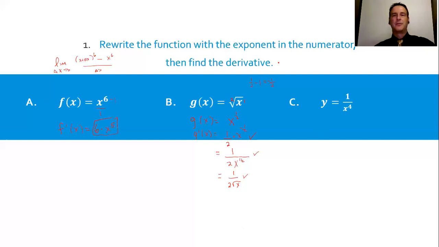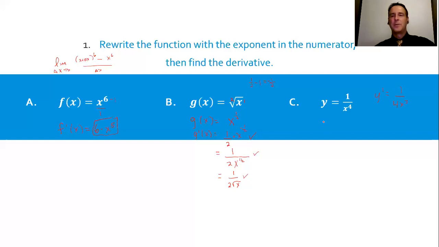All right, now, this last one has to follow the first rule that is discussed. It says rewrite the function with an exponent in the numerator. Here's what you don't want to do. Do not say that y prime is 1/4x to the 3rd. If your power is in the denominator, it's not valid. This only works when your power is in the numerator.